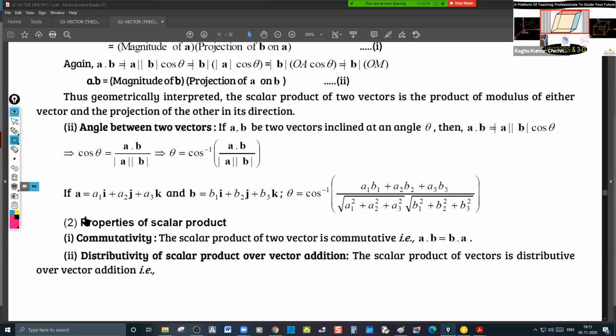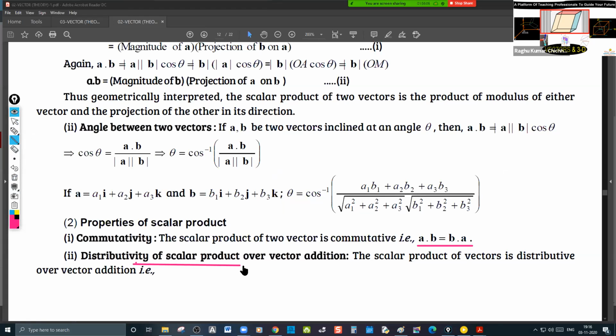Next, properties of scalar product. Scalar product is commutative. I think I discussed this. Commutative means a dot b is equal to b dot a. That is the reason why you can have comfortably every algebraic formula converted to scalar product. Every algebraic formula means a plus b whole square, a minus b whole square. All these can be comfortably transformed to the dot product.